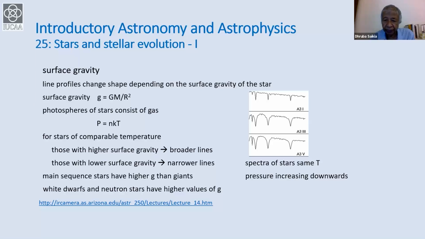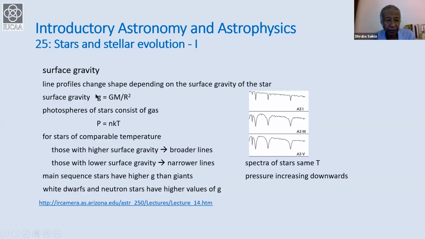And that is what is shown over here. The surface gravity plays an important role. This particular figure has picked up stars of the same temperature so that one can isolate the effects of surface gravity, and those with higher surface gravity, that means the pressure is increasing downwards, you can see clearly that there are broader lines. So from the line widths, one can also try and understand the surfaces of stars as well as the atmospheres. Main sequence stars have higher surface gravity than the giants, because giants blow up to very large sizes, right? So when R is very large, the surface gravity drops.